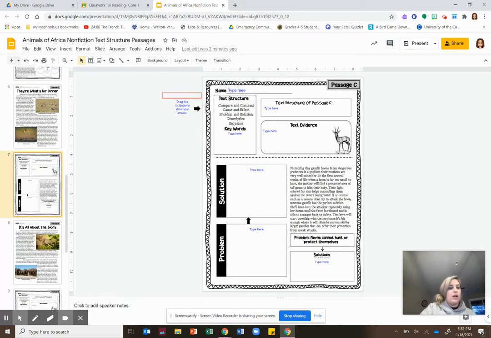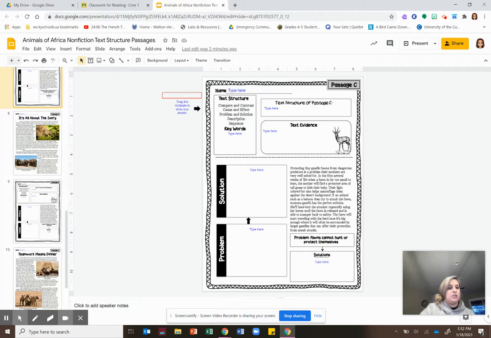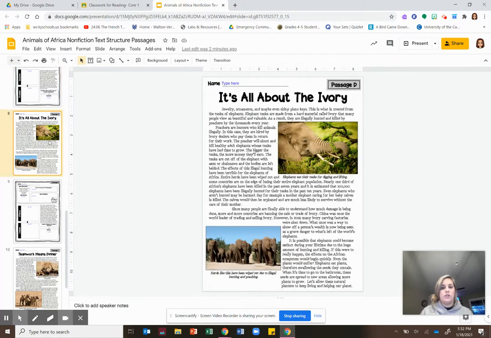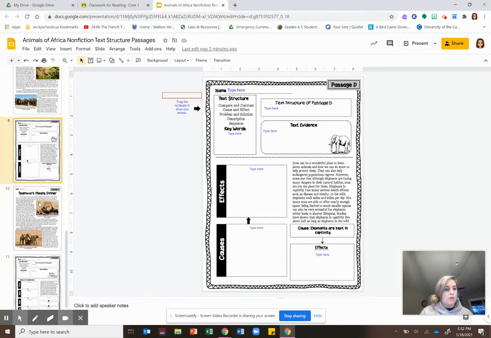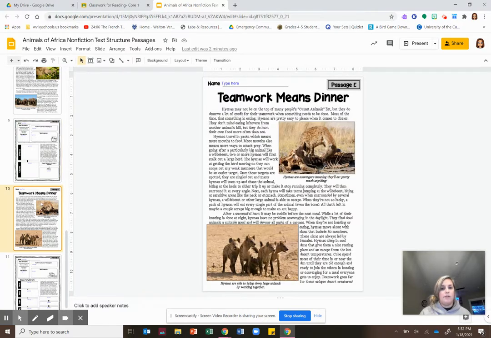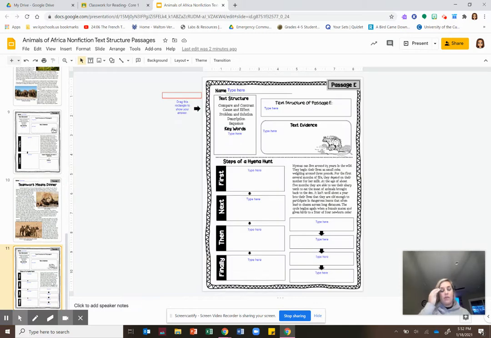And then on Friday, you are going to be completing 2 passages. First, passage D, which is It's All About the Ivory. You're going to read that passage and then complete slide 9, the graphic organizer that goes with it. And then you are going to complete slides 10 and 11, Teamwork Means Dinner. You're going to read that passage and then once again fill out the information on slide 11.